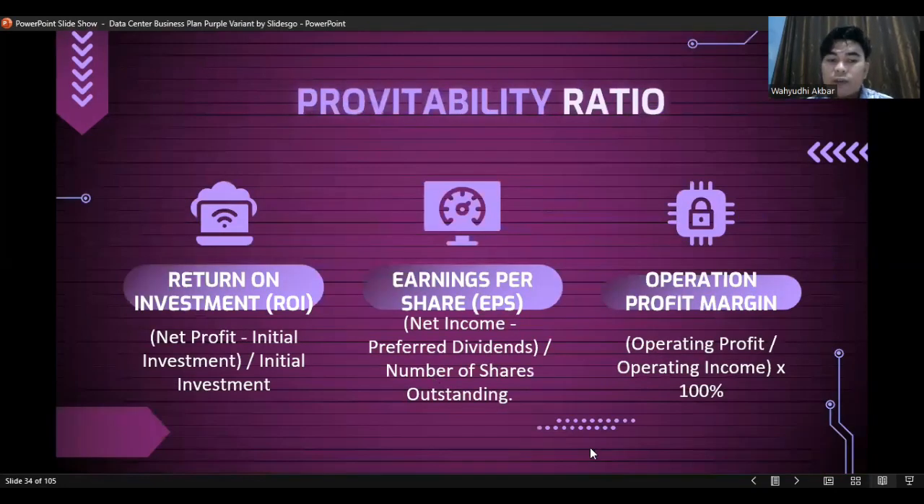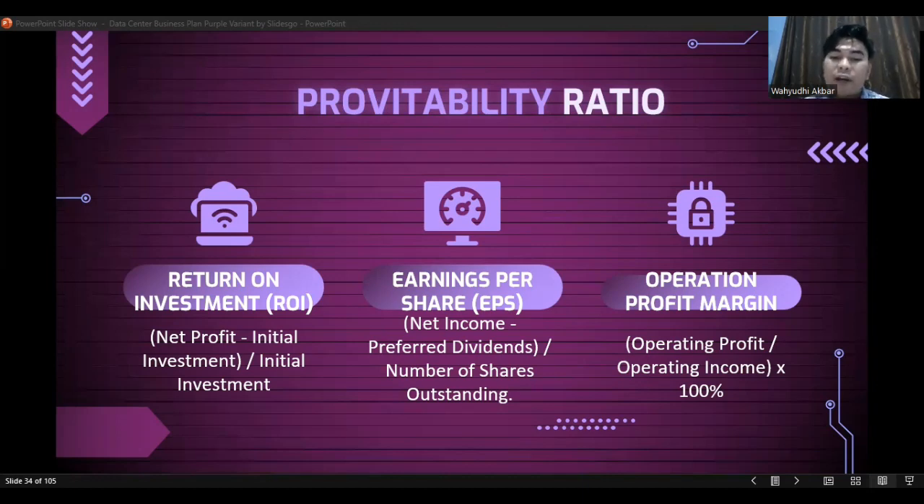The next one, we have return on investment, ROI. The formula is net profit minus initial investment divided by initial investment. This ratio measures how much profit is generated compared to the initial investment spent.